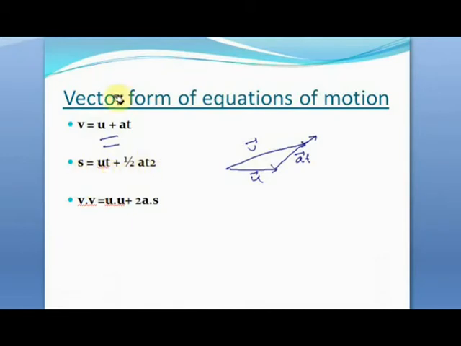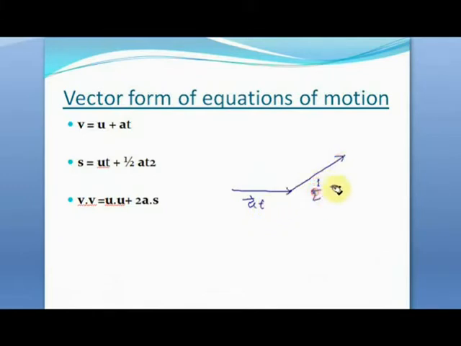Similarly, displacement is equal to ut + half at square. Again we can think of it as, suppose this is ut. Here u is a vector and t is a scalar, so this is the case of a scalar being multiplied to a vector quantity, and this is half at square. So this will be our displacement vector, that is s, which is equal to ut + half at square.